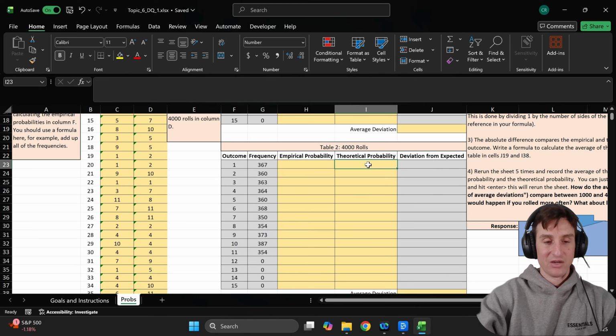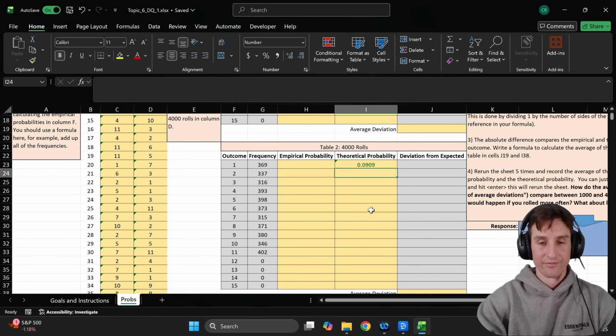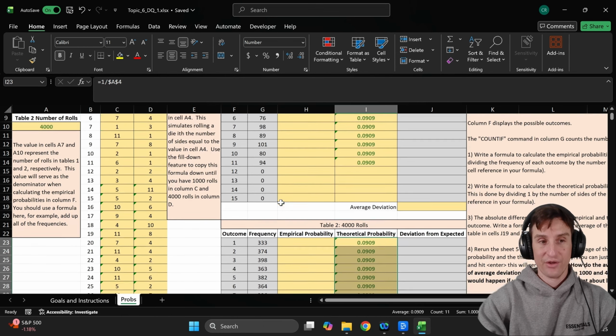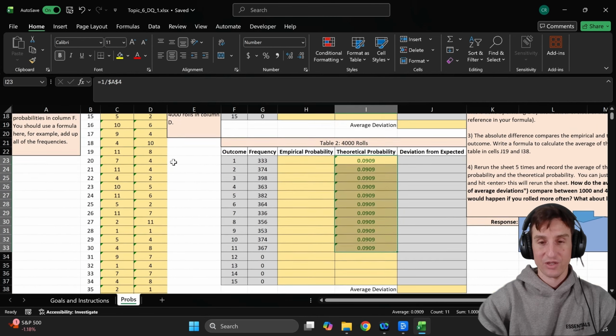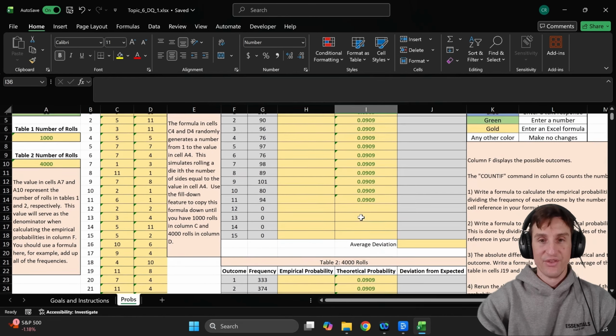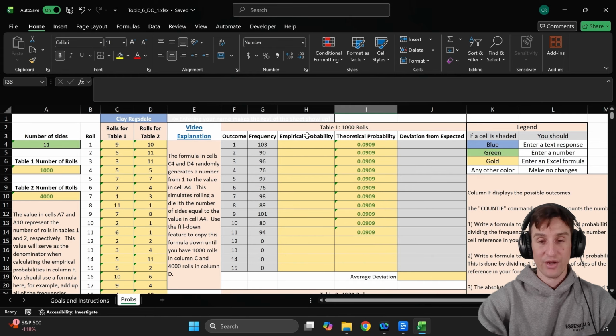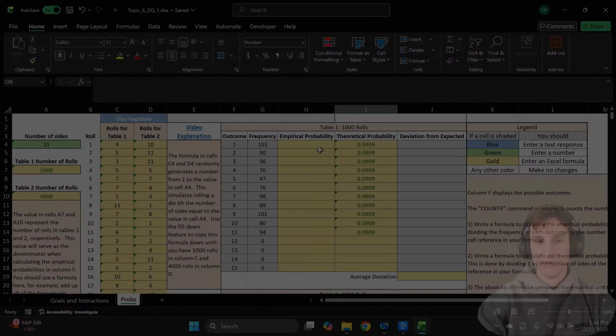So again, I'm going to say equals 1 divided by, and it was $A$4. Enter. And again, we go all the way to 11. We don't want to go past that because my die stops at 11. You want to go till whatever you have for your die number. Mine is 11. Just pay attention to yours. We don't want to go too far down. So that is it for theoretical probability. And the next part we will go to empirical probability, and the deviation from expected. We'll kind of do both of those at the same time. All right, I will see you in part 3 now.